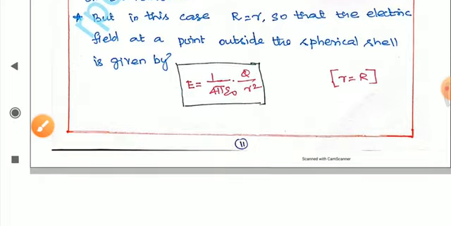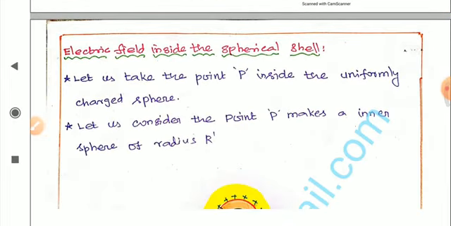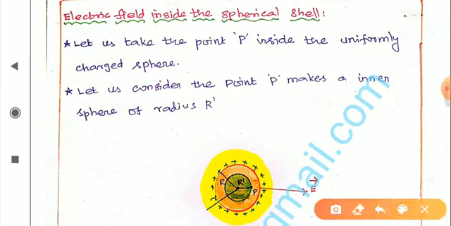Are you clear? Right. Now the third case of this fourth application is nothing but the electric field inside this spherical shell. Here you can see that there are three spherical shapes drawn. The first one is the inner surface, which is represented by the radius r dash in green color. Then the next surface is represented in orange color, which has the radius capital R.